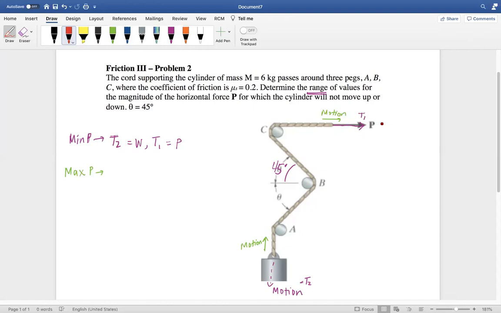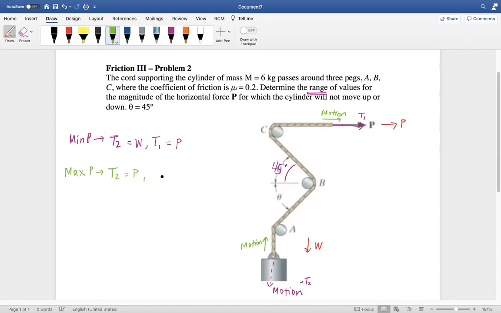So we know that P is one of our forces and P is moving in that direction, right? We also know that weight is one of our forces and it's moving in that direction. So which one of these two red forces is moving in the direction of our motion for the maximum P? The weight? The weight is moving down, the motion is moving up. Oh, then P. Yeah, so the motion is moving right up here and P is moving to the right. So that's in the same direction, so T2 equals P.